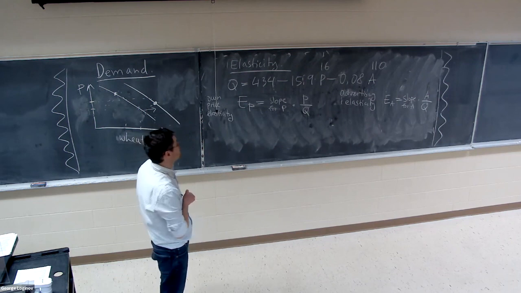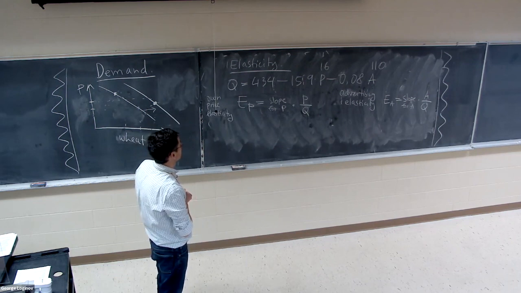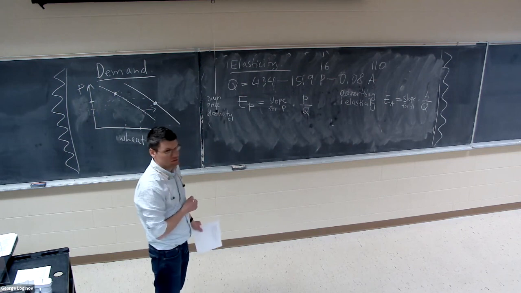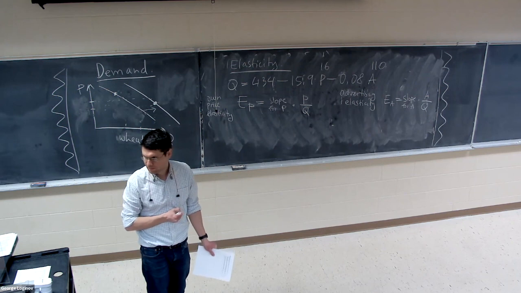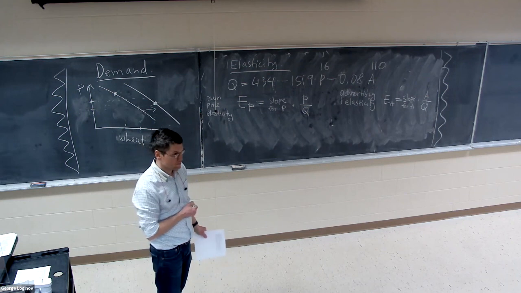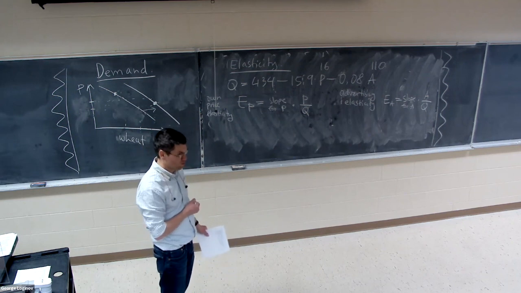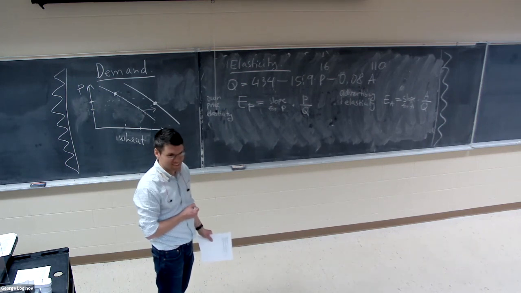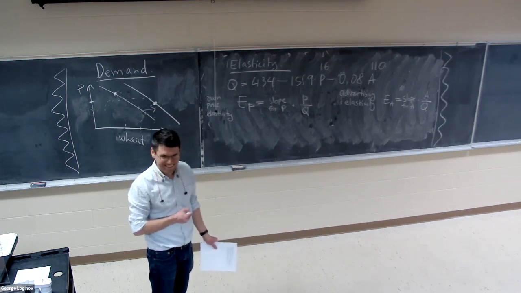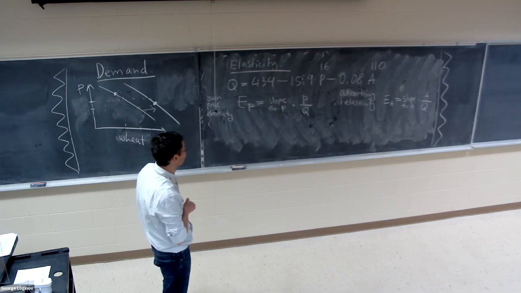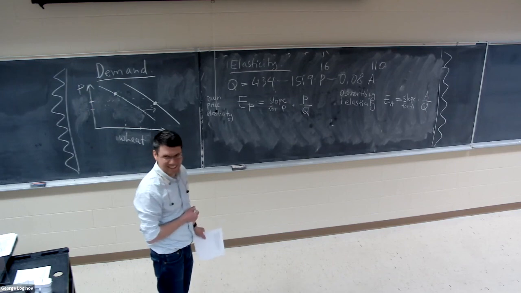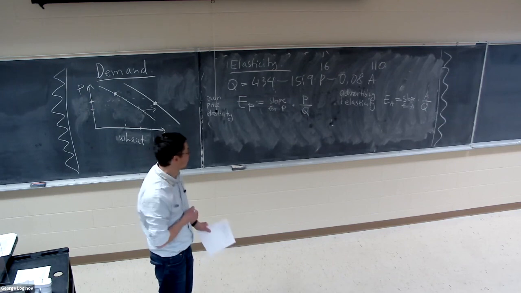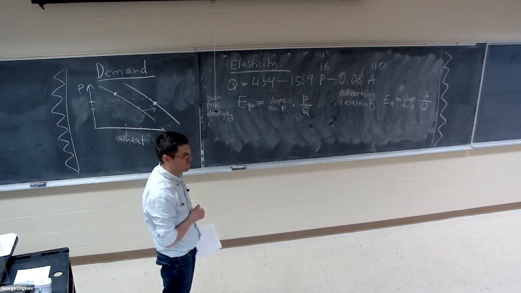Should be something like 175. Do the calculation. 170.8. That is the predicted quantity of sales.